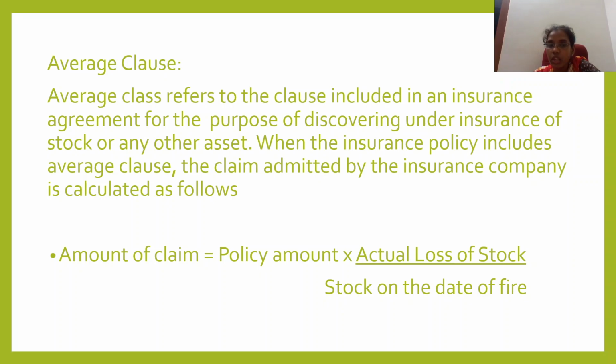When the insurance policy includes an average clause, the claim amount admitted by the insurance company is calculated as follows. We have the formula for calculating the amount of claim under this average clause. So what is that formula? Amount of claim is equal to policy amount into actual loss of stock divided by stock on the date of fire. So with this we'll calculate the amount of claim.